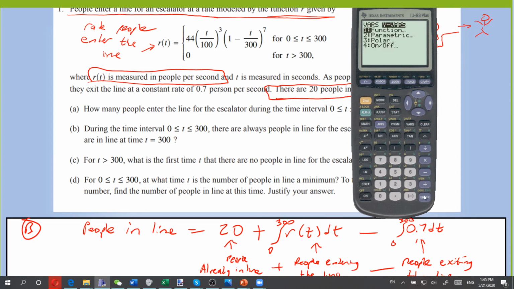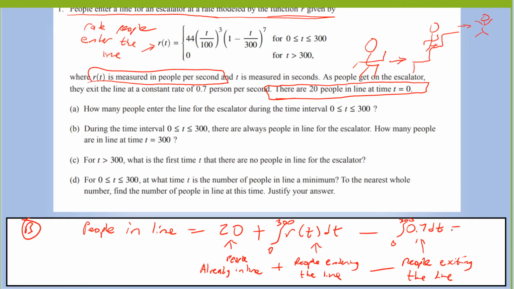As variables, y variables function y2, which is 0.7 in terms of x from 0 to 300. So again, what we just did: people who are already in line plus people total who entered the line in the 300 second window minus people who left the line in the 300 second window gives us a total of 80 people in line at time 300. So 300 seconds after we start, we still have 80 people in line. Any questions on what we did here?